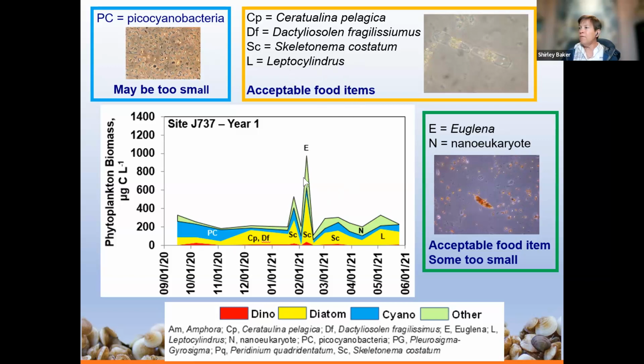Now, when we had the Skeletonema spike, we also had some Euglena, which is a fairly large one in the other category, and probably can be filtered out. And then later in the spring, we had some nano-eukaryotes. Those are probably these really tiny ones, and some of those might be too small for shellfish to eat.